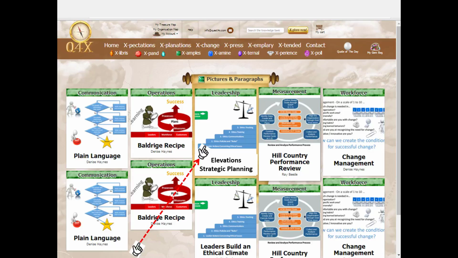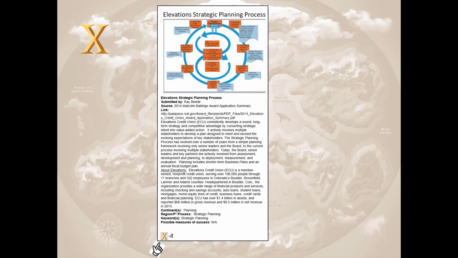Indeed. So what you see here is the picture and paragraphs screen. And you may be tromping through here looking at all of the different articles that are available, and you find one that you want to save for later. You can see here we're showing that you may find this elevation strategic planning process to be of interest. So if you click on that, you'll see the article come up, and it'll look something like this.